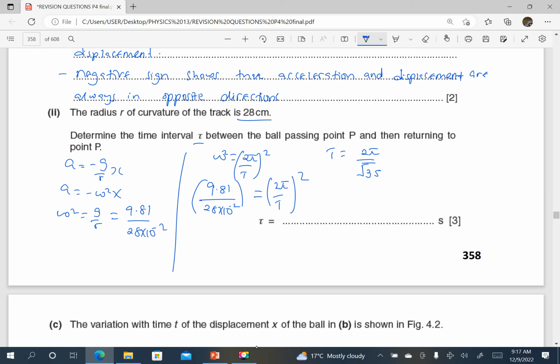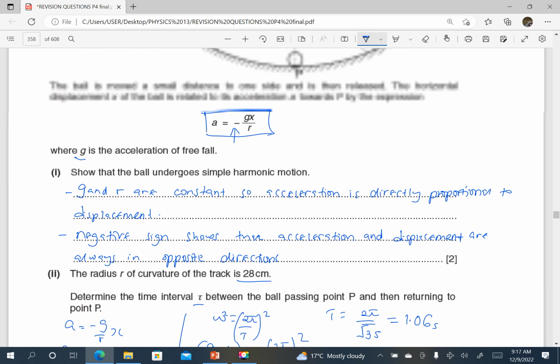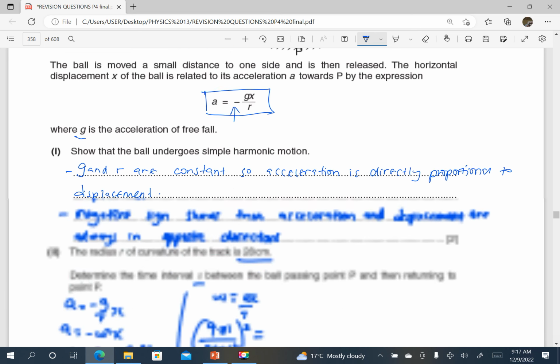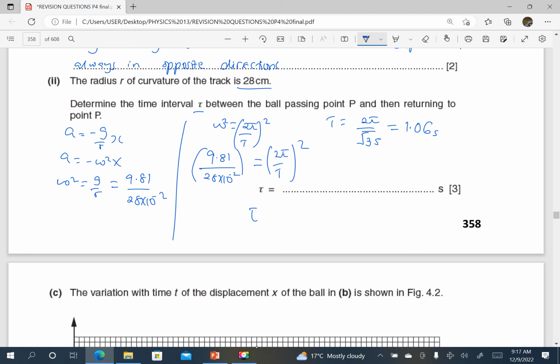So T is equal to 1.06 seconds, but that's not the answer. Here we want t, the time interval between the ball passing point P and returning to point P. I think that is half a cycle. Let's say it passes point P, goes to the extreme end, and comes back the second time. That is half a cycle. So t is half a period, which is 1.06 divided by 2, which is 0.53 seconds.